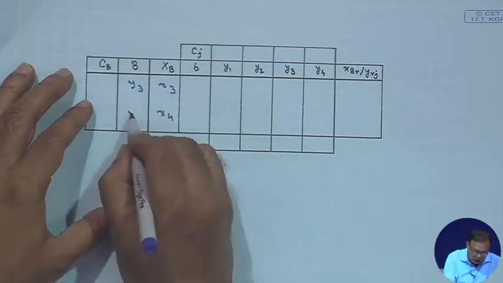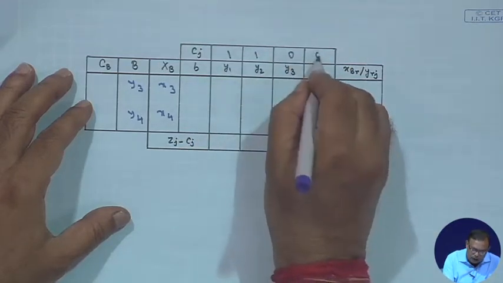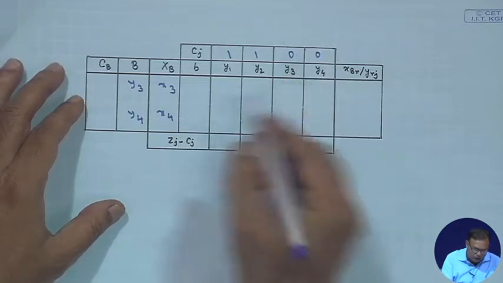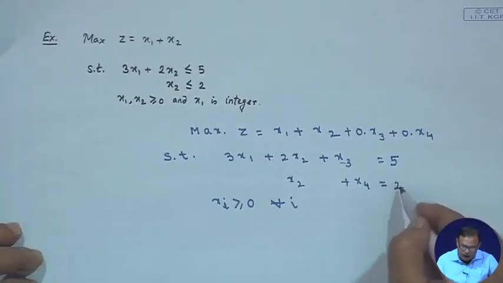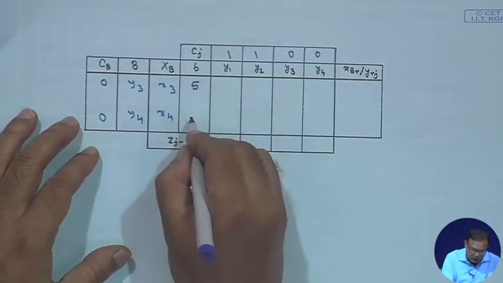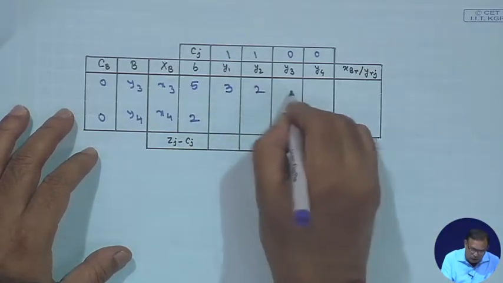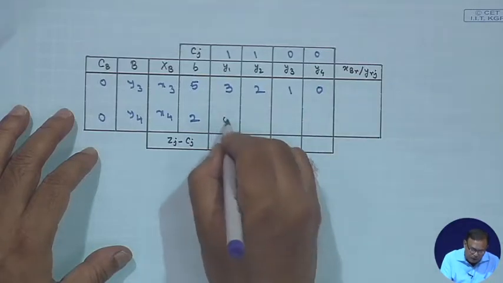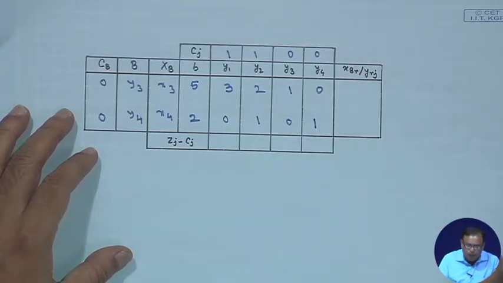Here I have y3 and y4. The values of the coefficients are 1, 1, 0 and 0. The objective function coefficients corresponding to x3 and x4 are 0. Your b values for this particular problem are 5 and 2. And then you have 3, 2, 1 and 0, 0, 1, 0, and the x4 coefficient is 1. So, you are forming the initial simplex table.